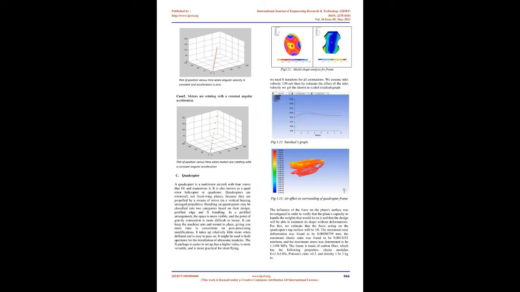0.00096759 mm, the maximum elastic strain was found to be 0.001151 mm/mm, and the maximum stress was determined to be 1.1498 MPa. The frame is made of carbon fiber, which has the following properties: elastic modulus E equals 2.3E11 Pa, Poisson's ratio equals 0.3, and density 1.5E3 kg/m³.